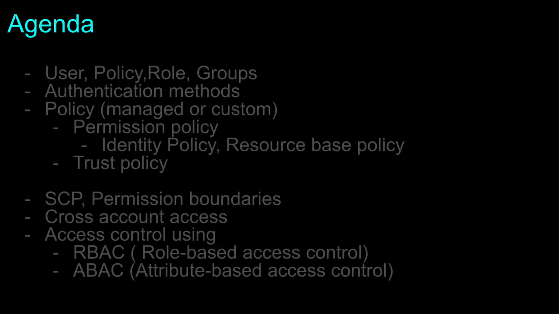Furthermore, we are going through how cross account access works, how to enable least privilege policy to access resources in a different AWS account, and lastly, access control models such as RBAC and ABAC. We will do an in-depth demo. So what is RBAC and what is ABAC, the access control. There are lots of demos in this video, so stay with me.